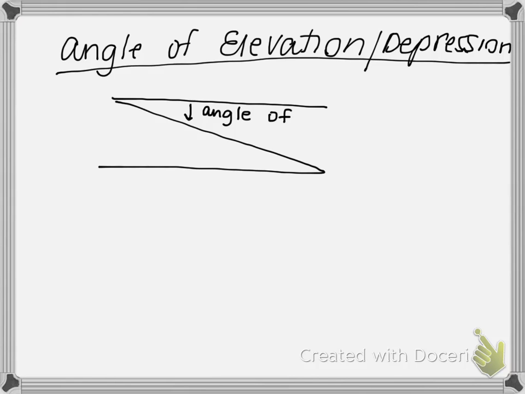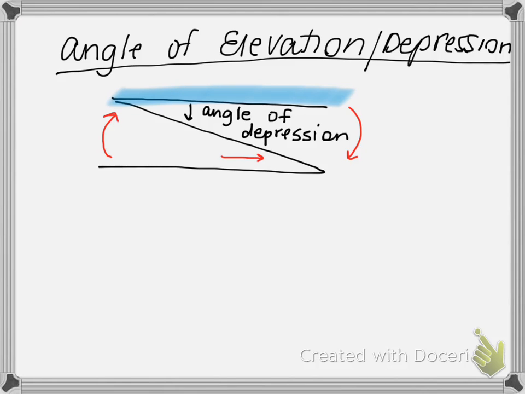So if you think of, from this horizontal line, the angle that is created going down from that line is the angle of depression. And then the angle going up from this horizontal line is the angle of elevation. So if you were looking from this side and it was going up from this side, it would be angle of elevation. But if you were looking at the other side and looking down from that side, it's angle of depression.